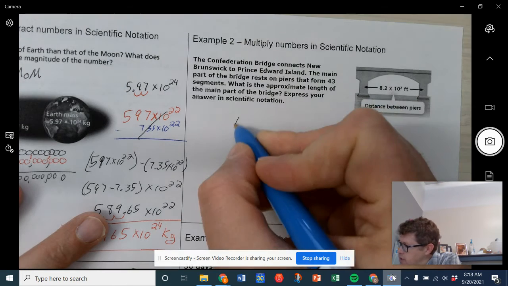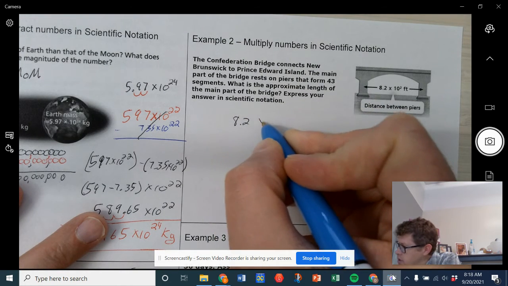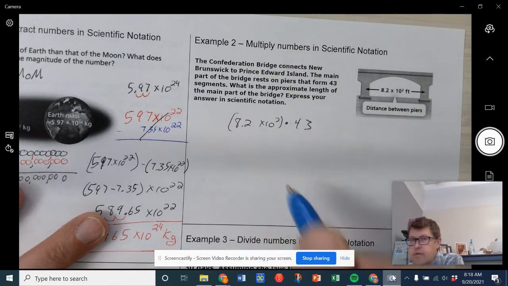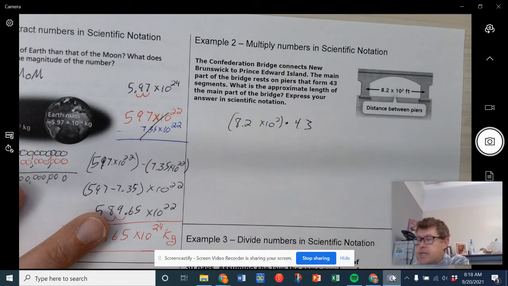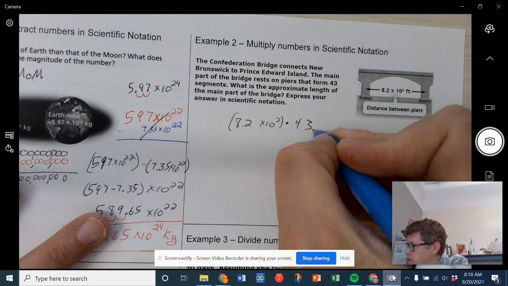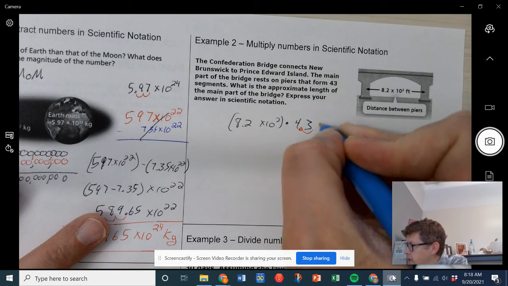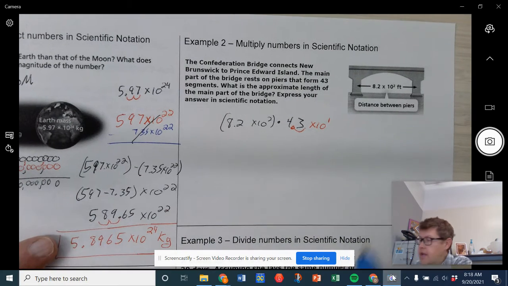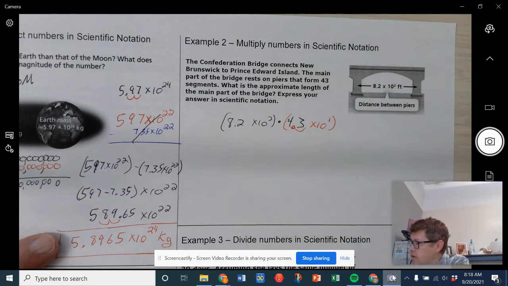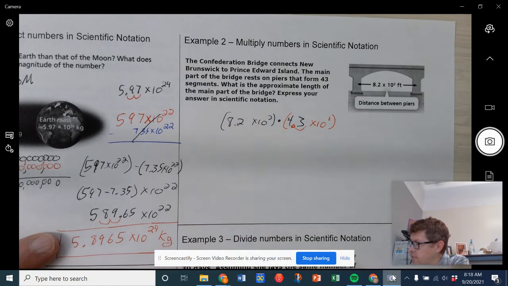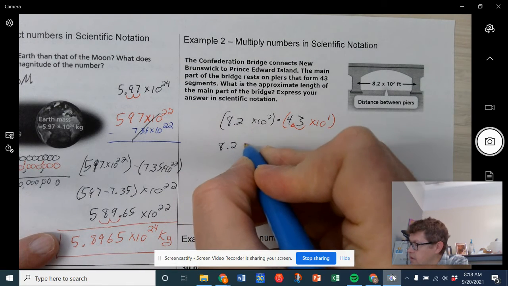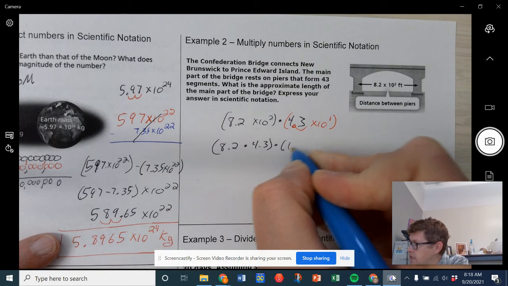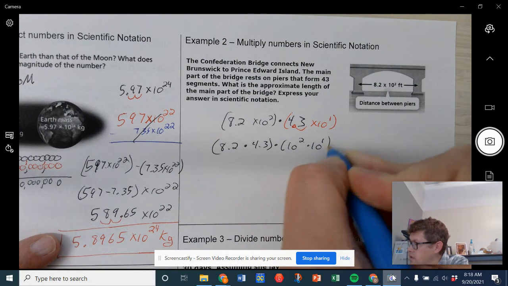We have this 8.2 times 10 squared, and we're going to multiply it by 43. But 43 is not in scientific notation. So what we're going to do is shift that decimal point over 1, and that gives us 4.3 times 10 to the first. And then we'll multiply them together. We take the numbers out front, that 8.2 and that 4.3. We multiply those two, and then we multiply our 10 squared times 10 to the first.